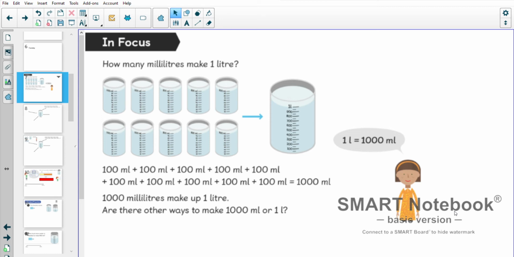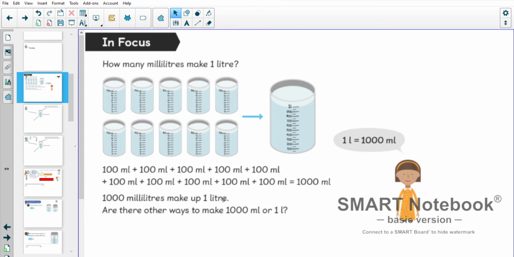It's Miss Sumner again, and today's In Focus is a bit of an exploratory In Focus. I want you to get a big piece of paper, it could be A4, that's fine, and in the middle I want you to put 1,000 millilitres, or you could put 1 litre. And your question today is how many millilitres make 1 litre? Now, we already know this, that 1 litre is 1,000 millilitres.